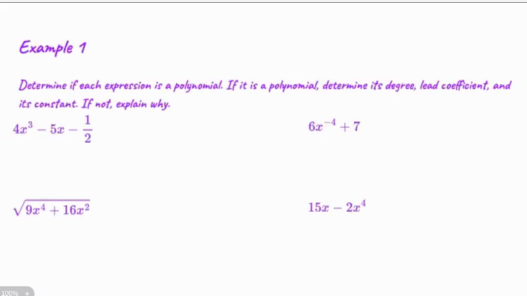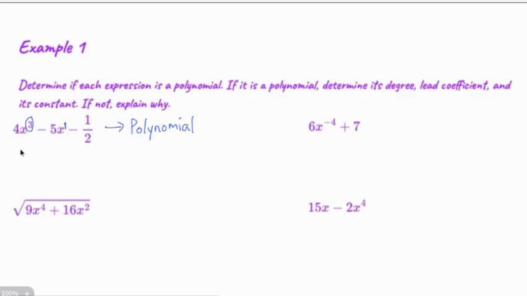All right, example 1. Determine if the expression is a polynomial. If it is a polynomial, determine its degree, lead coefficient, and constant. If not, explain why. So we have to look at the variables here. So I've got 3 here. This is 1. And this has no variable, but that's okay. So this is a polynomial. We're good here.